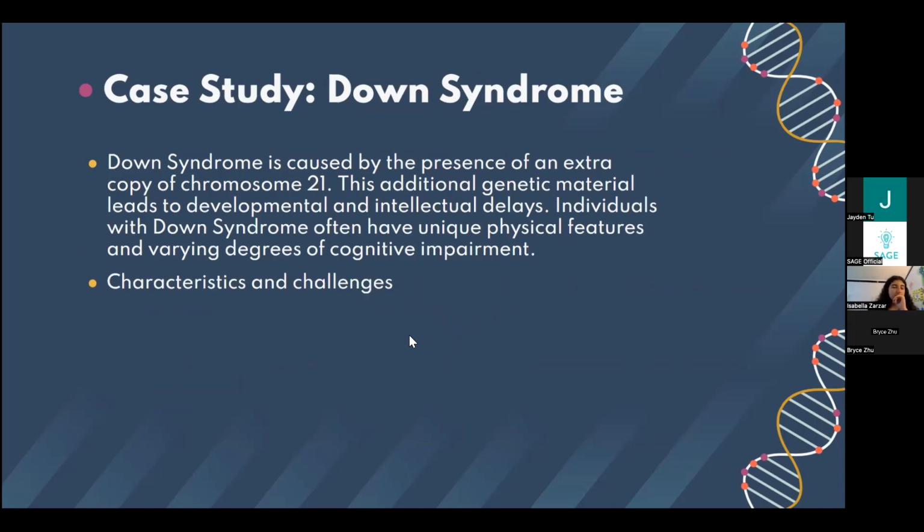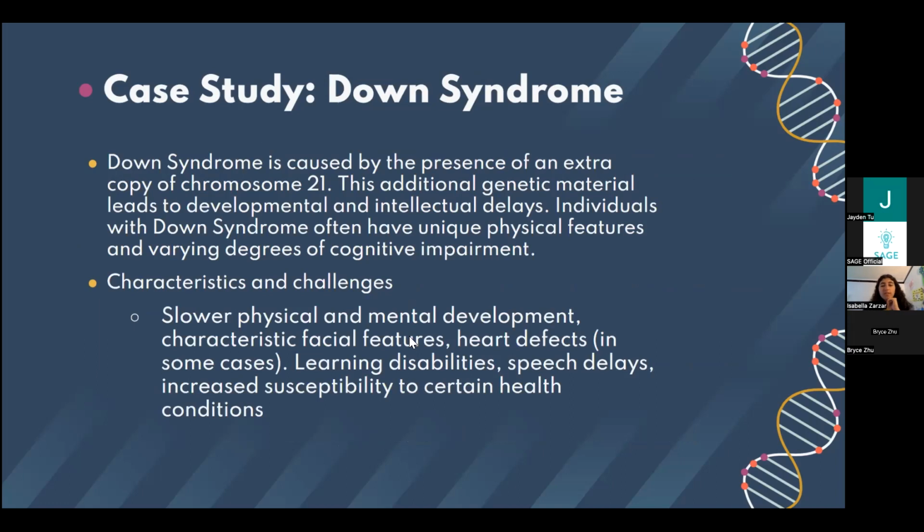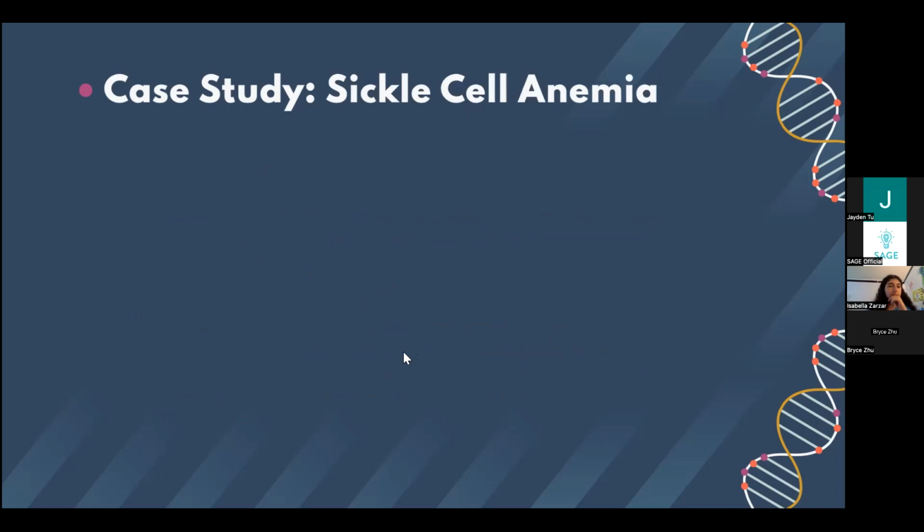Some characteristics and challenges of this include slower physical and mental development, characteristic features like I already said, heart defects in some cases, learning disabilities, speech delays, and increased susceptibility to certain health conditions. So these are just case studies to show you guys what kind of things a genetic disorder can look like.